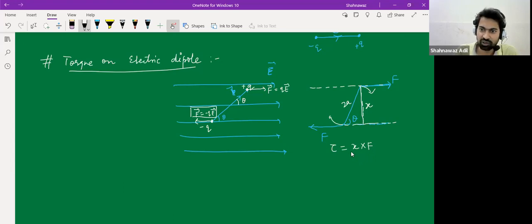So yes, we can calculate x. X is how much? Let us draw the diagram here. This is 2a, this is theta. And if this is theta, then this is the base or perpendicular? This is X, theta, and x would be what? Base or perpendicular? Perpendicular, sir.